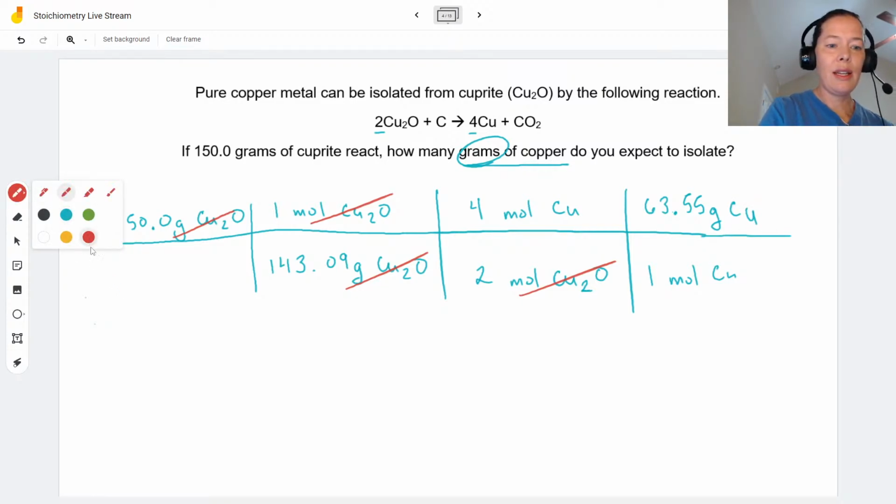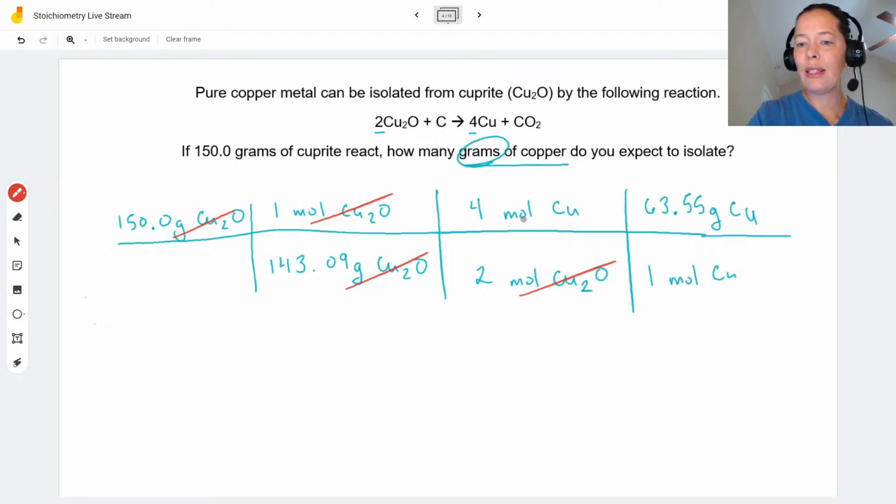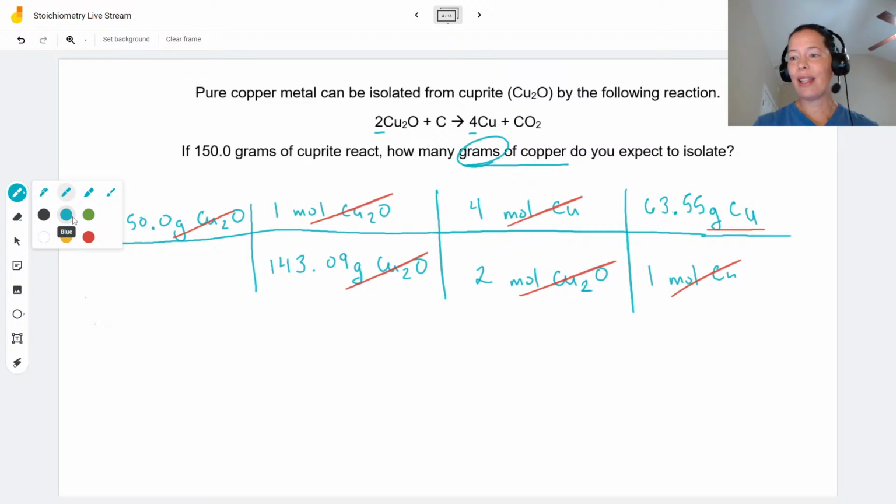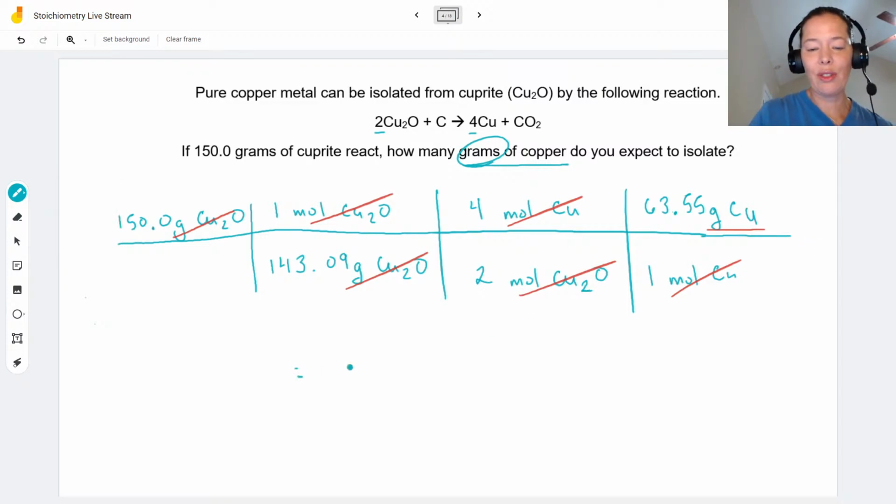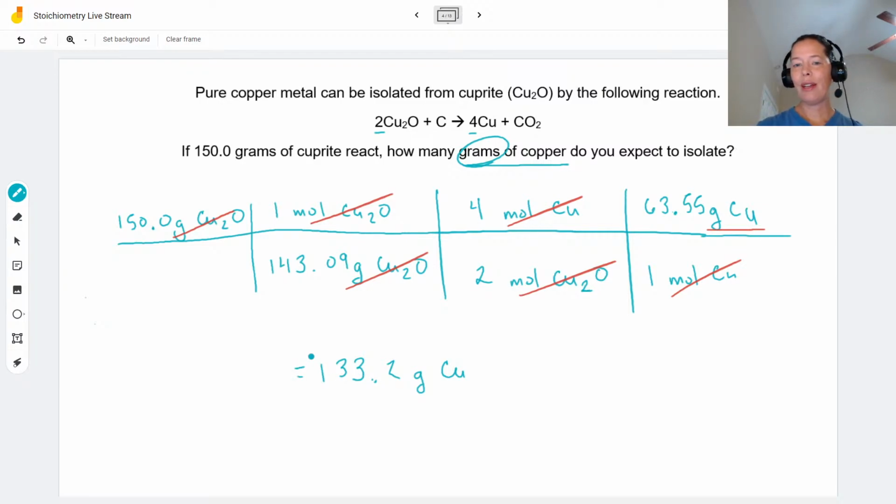Okay, again, just for completeness' sake, that cancels. My final unit is grams of copper. Yes, that is what the problem asked me for. So I have some confidence that I have answered this question correctly. So here again, you would plug and chug through your calculator, which I have already done, and you will get 133.2 grams of copper.